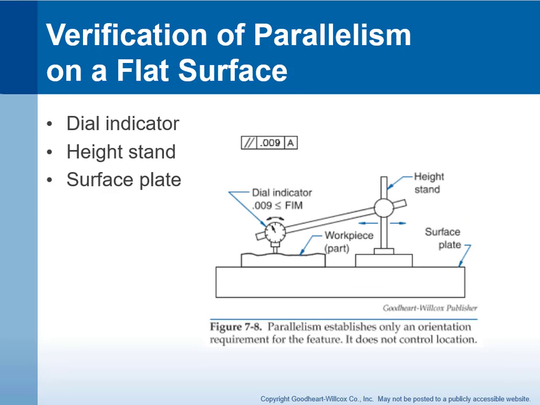Now, how would we check parallelism on a flat surface? And here's how we would do this. Okay, so what we have is a surface plate and we put our workpiece down on the surface plate. This surface plate simulates datum A. Okay, and then what we do is we run our dial indicator over the surface of the workpiece, and as long as the dial indicator didn't move by any more than 9 thousandths, our part is good. Okay, so the surface plate simulates datum A, and then our dial indicator checks the parallelism of the opposite surface. That is how parallelism on a flat surface is checked.